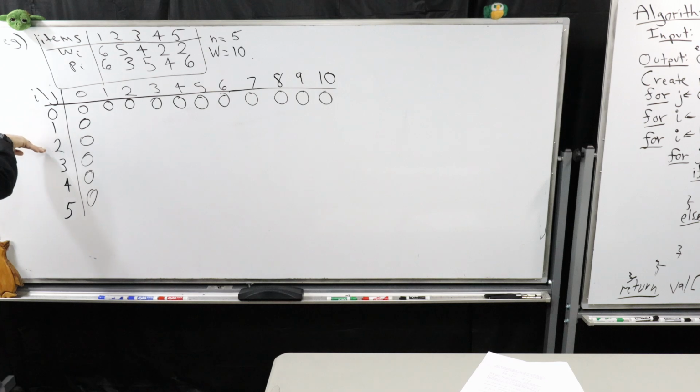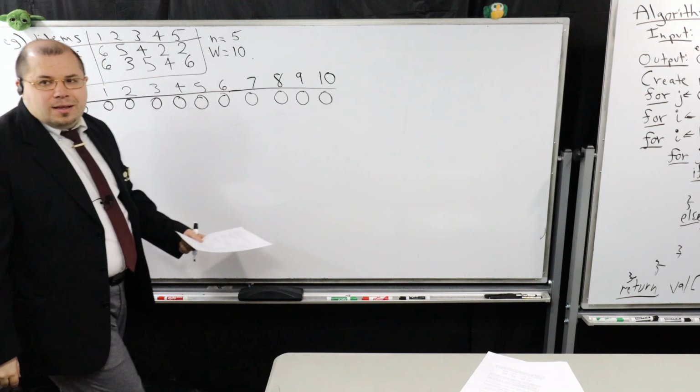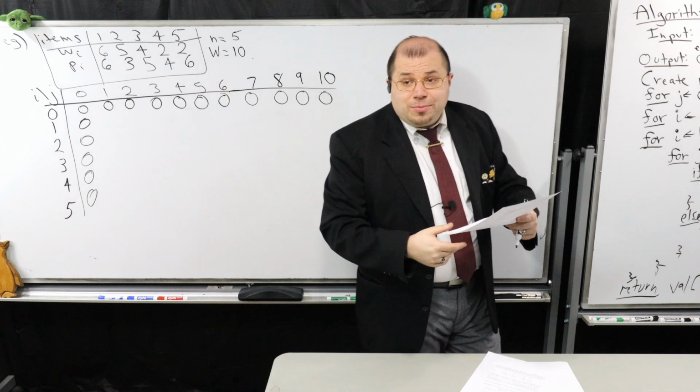Likewise, if I look at a given row, like if I look at 2 here, this is what I consider the first 2 items. So I would consider 1 and 2 here, for example. So just keep that in mind as we do this.